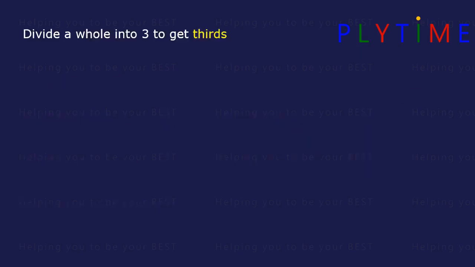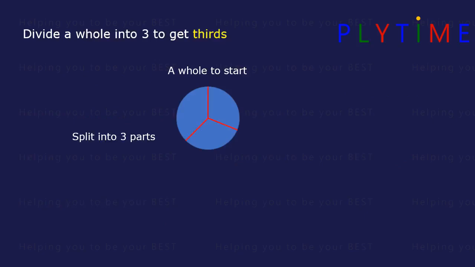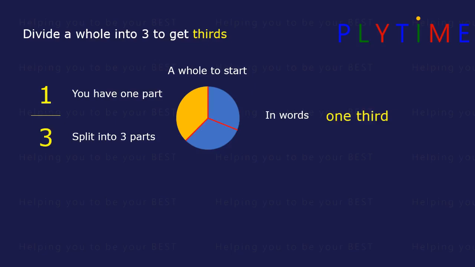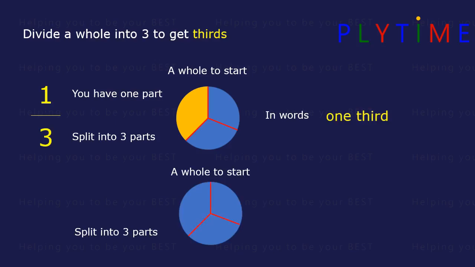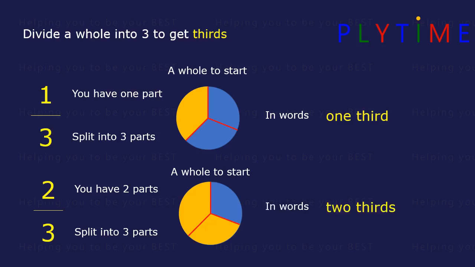We can divide a whole into 3 to get thirds. We have a whole to start, split into 3 parts, 3 is the denominator, add the dividing line and we have one part. This is written as 1/3. If we have a whole to start, split into 3 parts, 3 is the denominator, a dividing line, this time we have 2 parts. 2 is the numerator. In words this is 2/3.